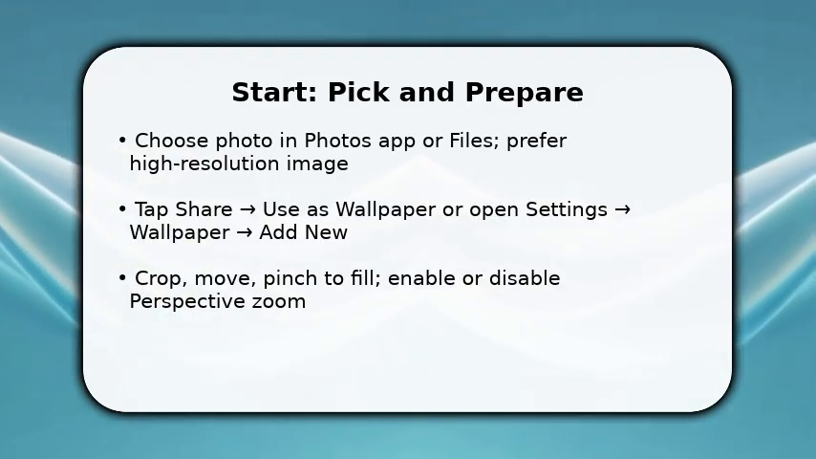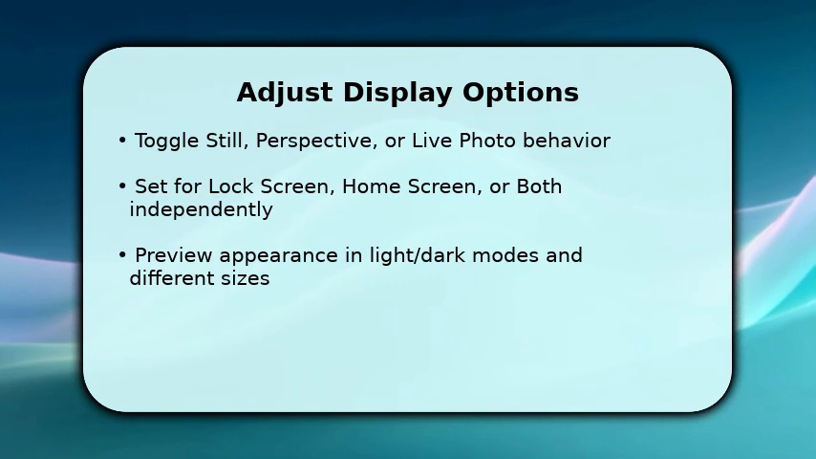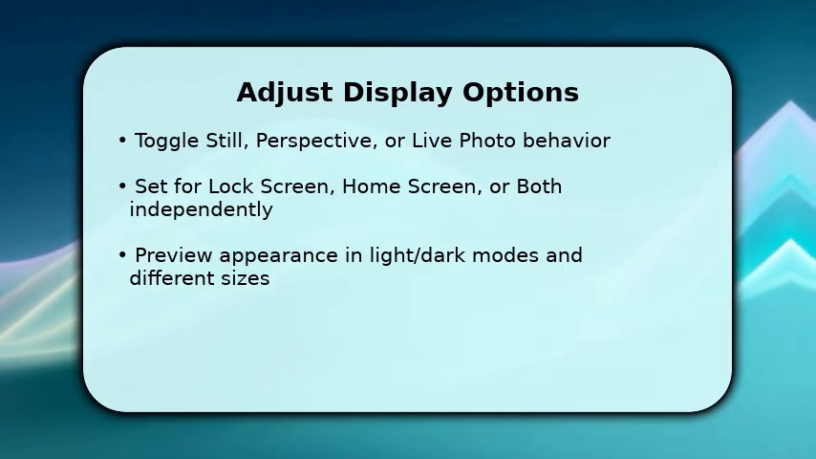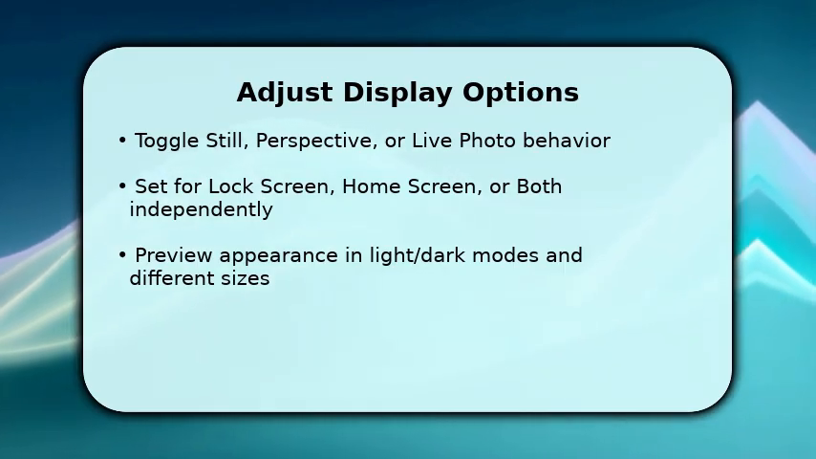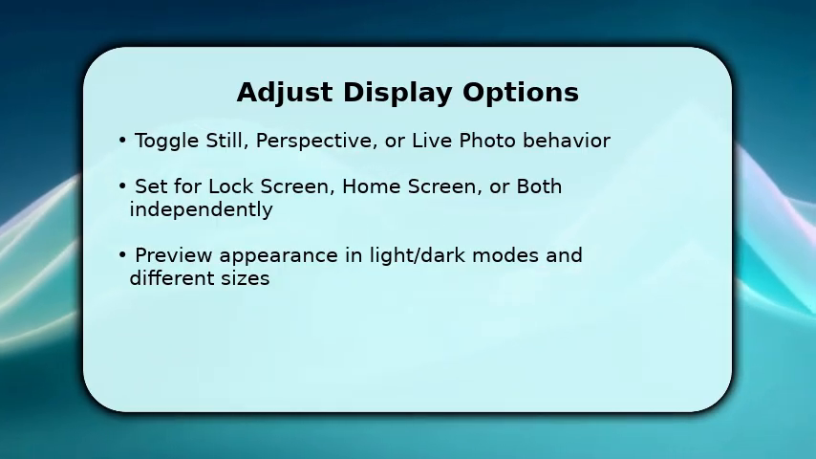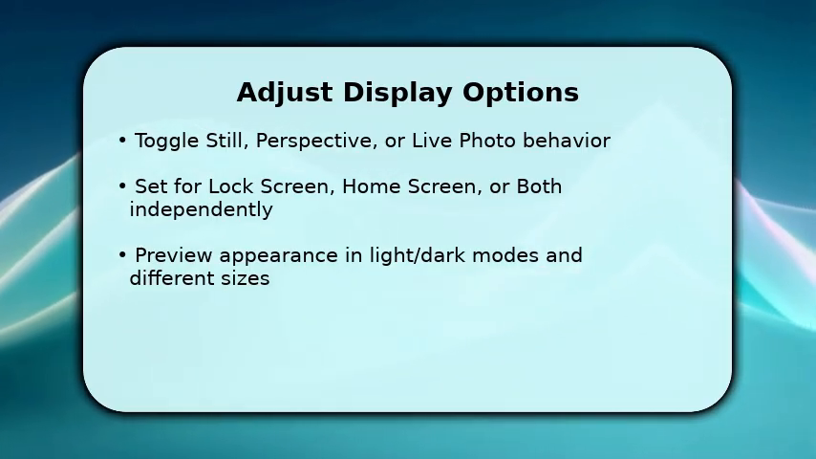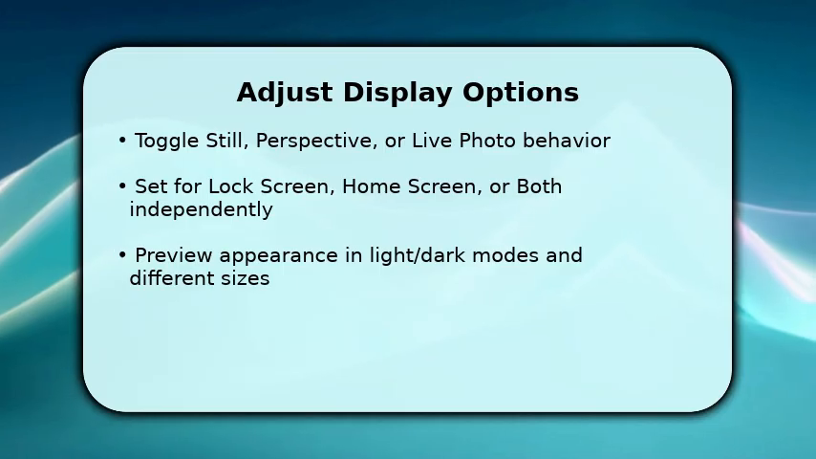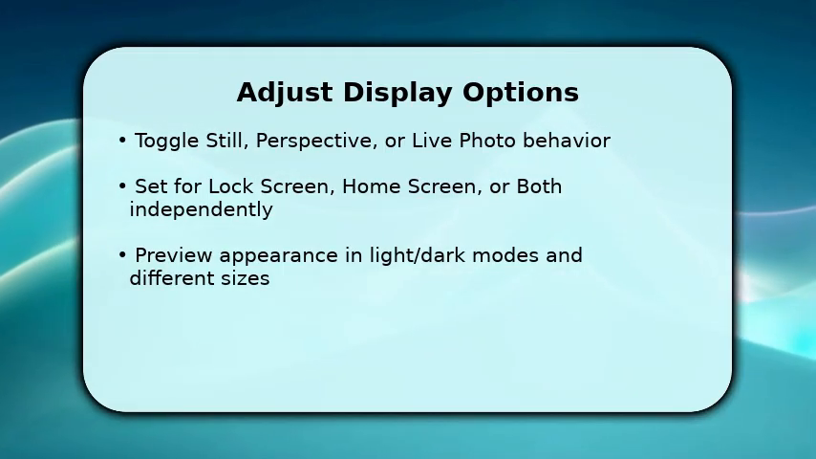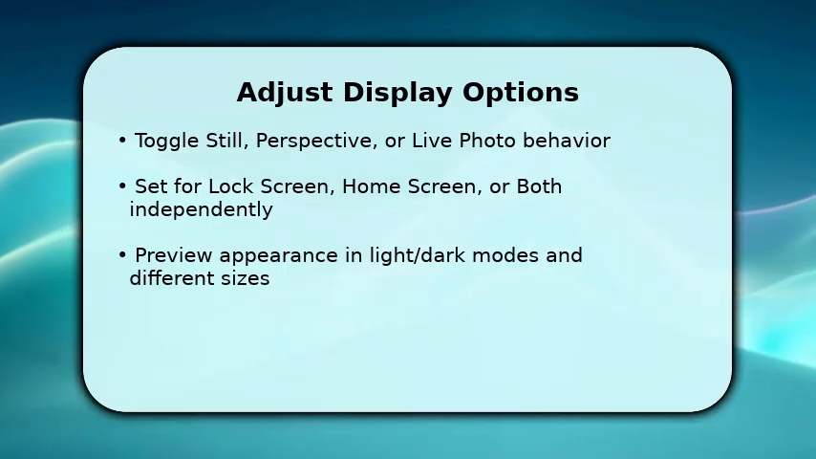Next, you'll refine how the wallpaper behaves and where it appears. You can choose still for a static image, perspective to enable motion parallax, or live photo to animate on the lock screen when pressed. Then select whether to set the image for the lock screen, home screen, or both. These are independent choices and may require different cropping. Make sure to preview in light and dark modes. Certain images look different in each, so adjust scale and position until the preview matches what you want.